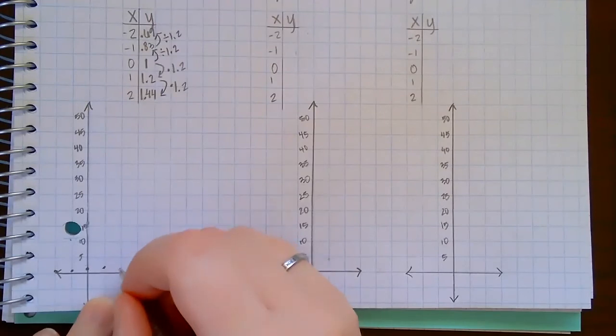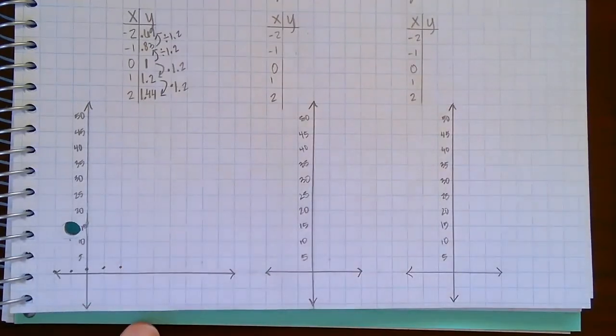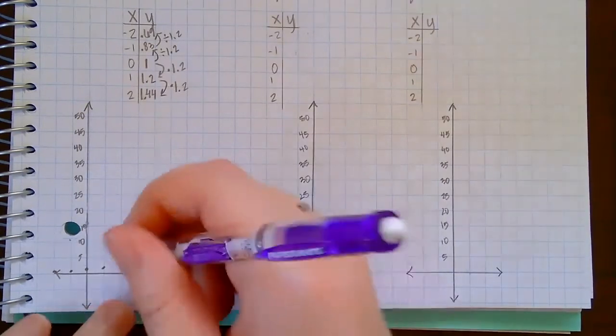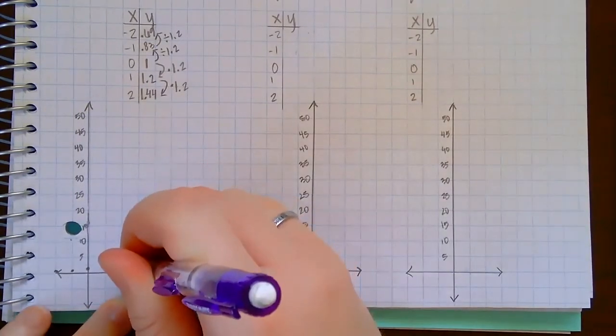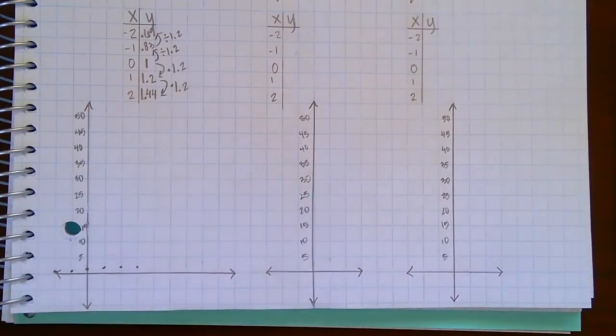At 2, it's 1.44, that hardly moves at all, still way down here. I'm going to go ahead and just keep going. I know we didn't make our table, but I want you to see this, okay? So 1.44 times 1.2 again gives me 1.728. So again, it's still pretty flat. All of this is still pretty flat.